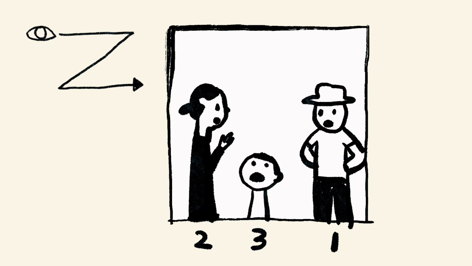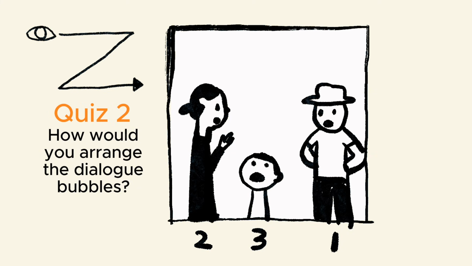So thinking about eye flow, how would you arrange the dialogue bubbles if we needed them to talk in this particular order?